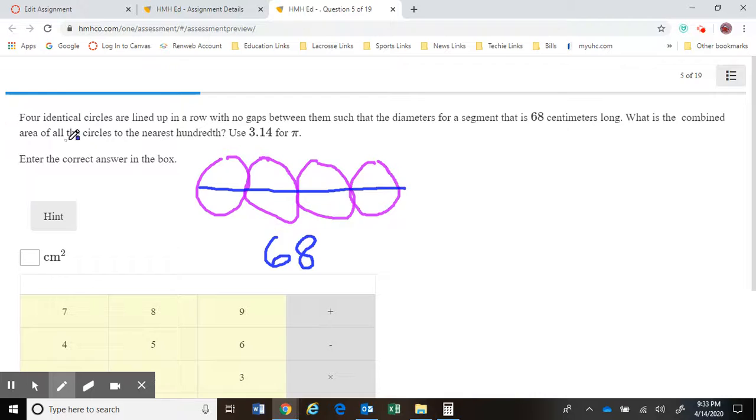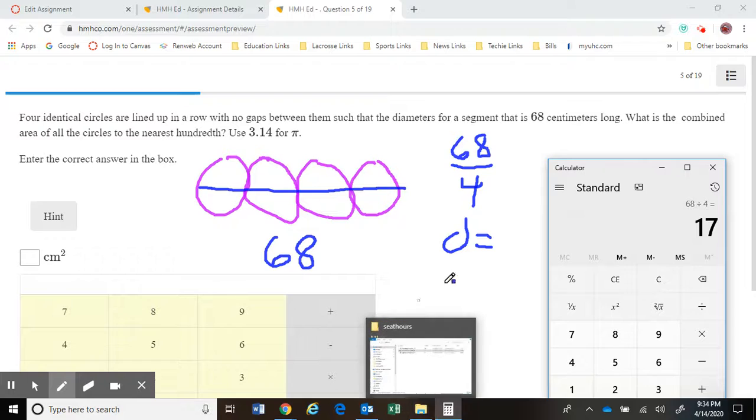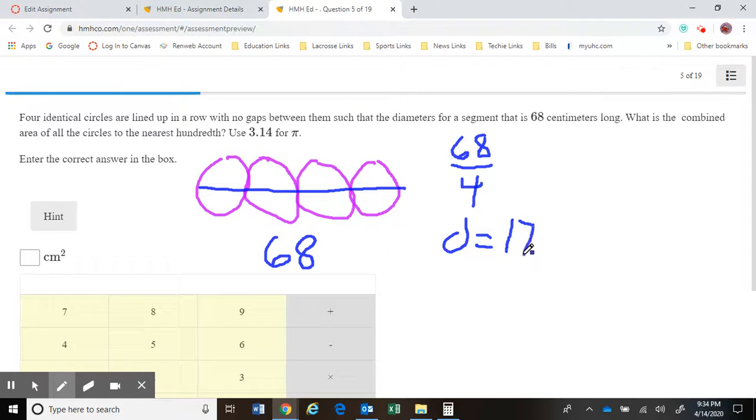What's the combined area of all the circles to the nearest hundredth? Well, I need to find the area of one of the circles. So I need to go 68 divided by 4. That's going to give me the diameter of one circle. So 68 divided by 4 gives me 17. So if the diameter of one of my circles is 17, what would my radius be? To get that, I've got to divide by 2. That's right.